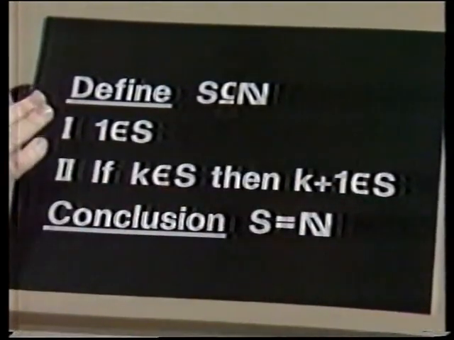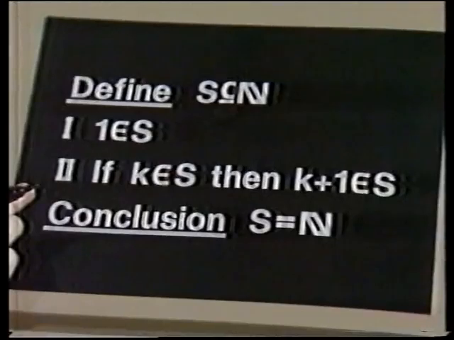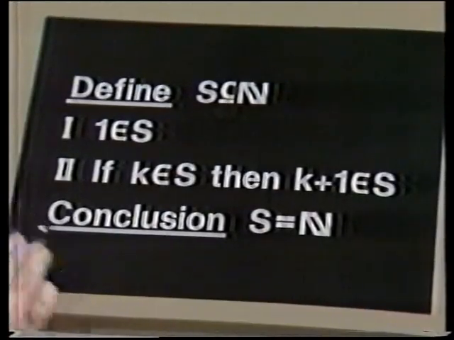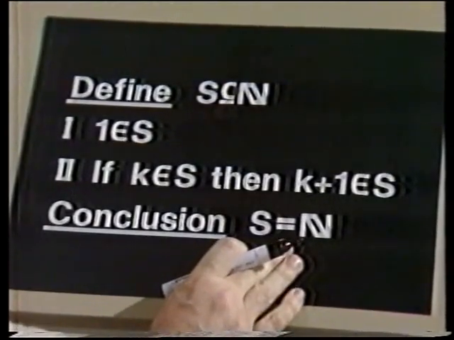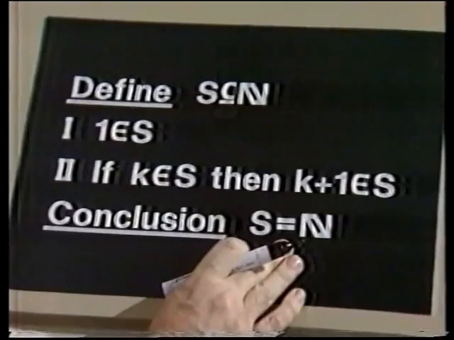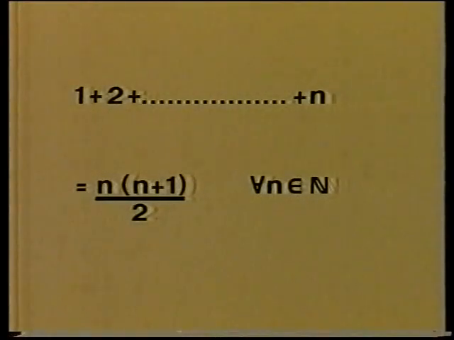Now, from these two steps, the principle of mathematical induction tells us that S is equal to N. So the set S for which the statement is true is the set N of positive integers. And that completes the proof that 1 plus 2 plus and so on up to n is equal to n times (n plus 1) over 2 for all positive integers n.